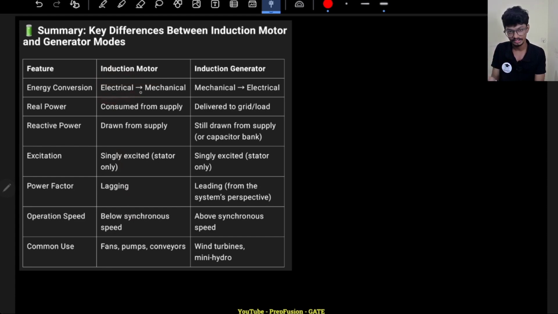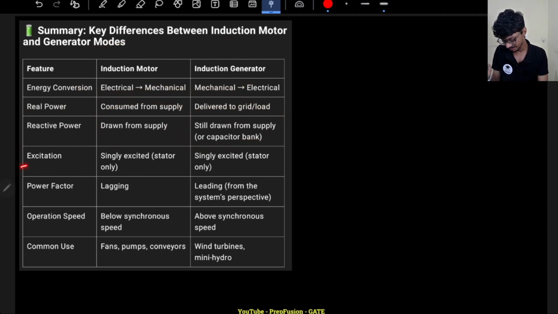Induction motor, we convert electrical to mechanical. Generator, the opposite. Real power consumed from the supply, it will be delivered to the grid or the load. Okay, reactive power, it is always drawn from the supply. It does not matter if it's a motor or generator, we will always draw the reactive power.